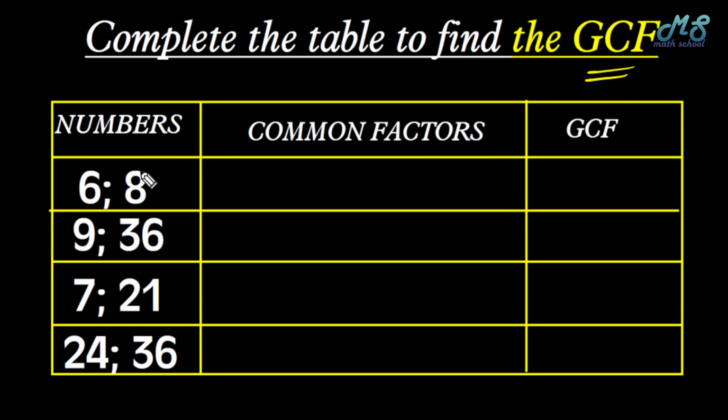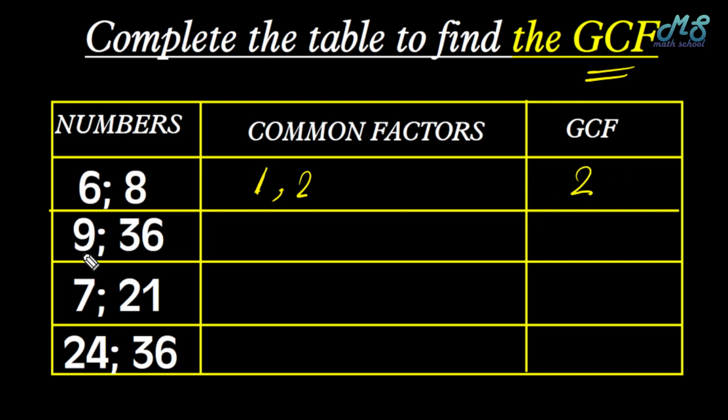6 and 8 are divisible by what? You can find it mentally. Are divisible by 1, are divisible by 2. Why 2? Because 6 and 8 are even numbers. You can use the divisibility rules that we studied before. Now, which one is greatest? 1 or 2? So it will be 2. Now the GCF is 2.